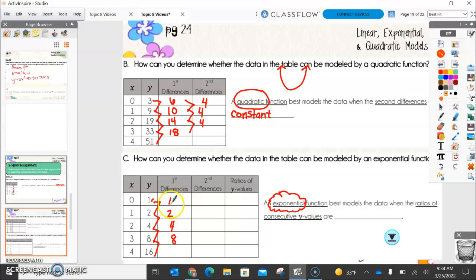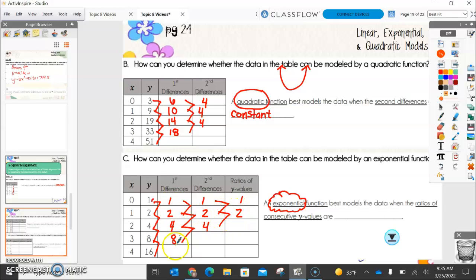These are not the same, so it's not a line. We try again. From 1 to 2, it's a difference of 1. From 2 to 4, it's a difference of 2. 4 to 8 is a difference of 4. Again, we're just subtracting. We'll try one more time. A difference of 1, a difference of 2.